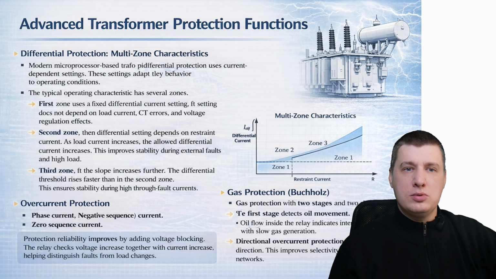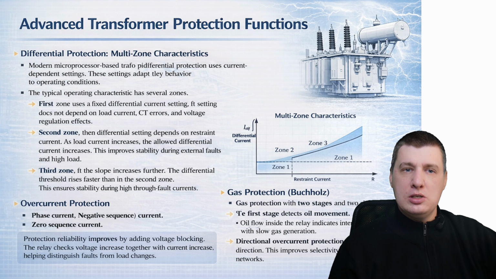In the second zone, the differential setting depends on the restraint current. As the load current increases, the allowed differential current increases. This improves stability during external faults and heavy load. In the third zone, the slope increases further. This differential threshold rises faster than in the second zone. This ensures stability during high true fault currents.